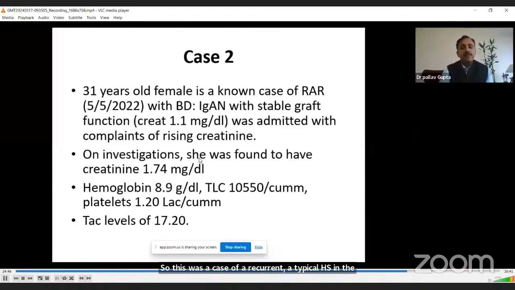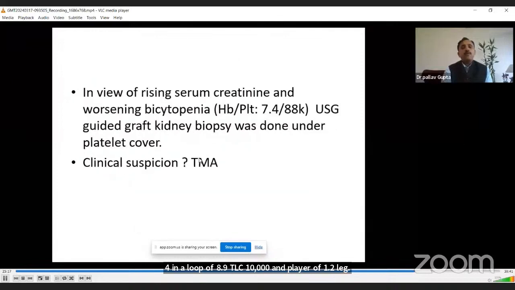Now case number 2, a 31-year-old female, known case of renal allograft recipient in May 22, basic disease IgA nephropathy. The patient had stable graft function with a creatinine of 1.1, and was admitted with rising serum creatinine. On investigation, she was found to have a creatinine of 1.74, hemoglobin of 8.9, TLC 10,000, and platelets of 1.2 lakh. The trough levels were 17.2. In view of the rising creatinine and worsening hematological profile, an ultrasound-guided kidney biopsy was done under platelet cover with a clinical suspicion of TMA.